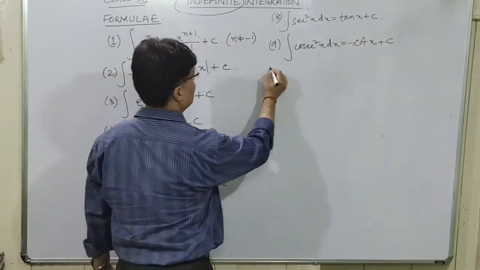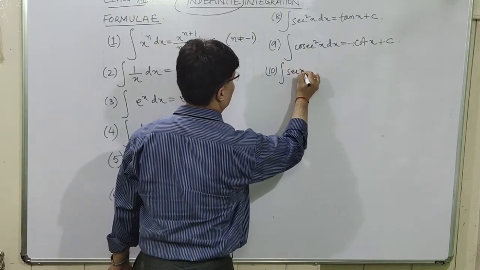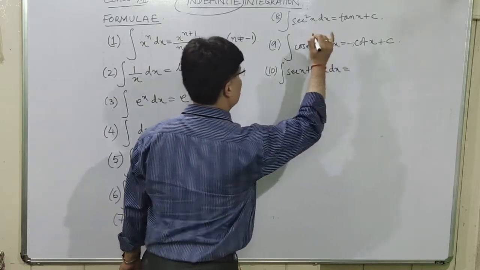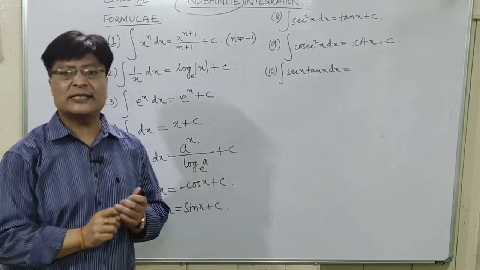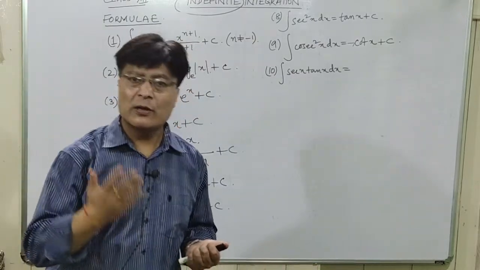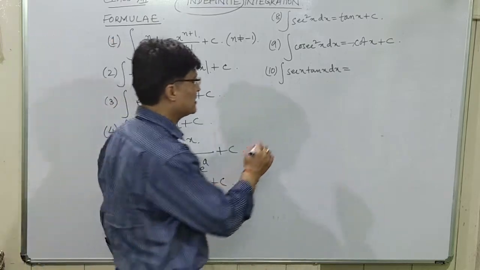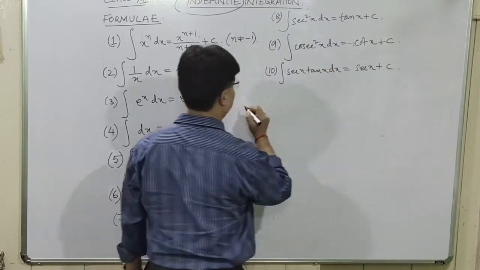Okay? So next, number 10, let us write integration of sec x tan x dx, which is equal to now. Now what is the integration of sec x tan x dx? Can you tell me? कुन चाहिँ फंक्शनको डिफरेंशिएशन sec x tan x आउँछ? Sec x, right? So it is sec x plus c.